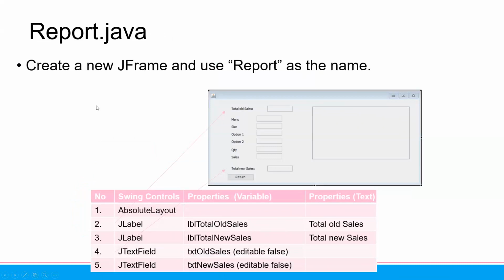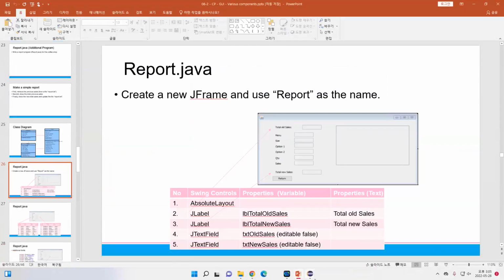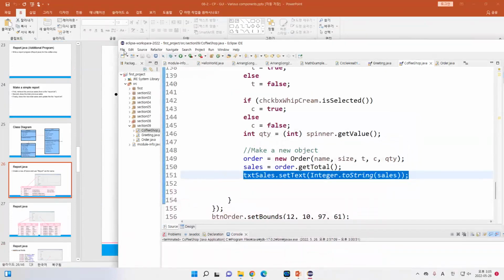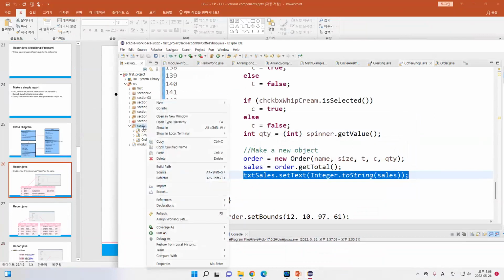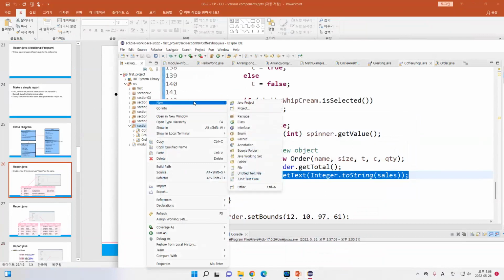Okay, we will make this one. We will create the new JFrame and use report as the name. I hope that you still remember how we can create the JFrame. So let's do it again together. I will make it in the section 09. You can right click, and then I will click new, and then I will go to other.